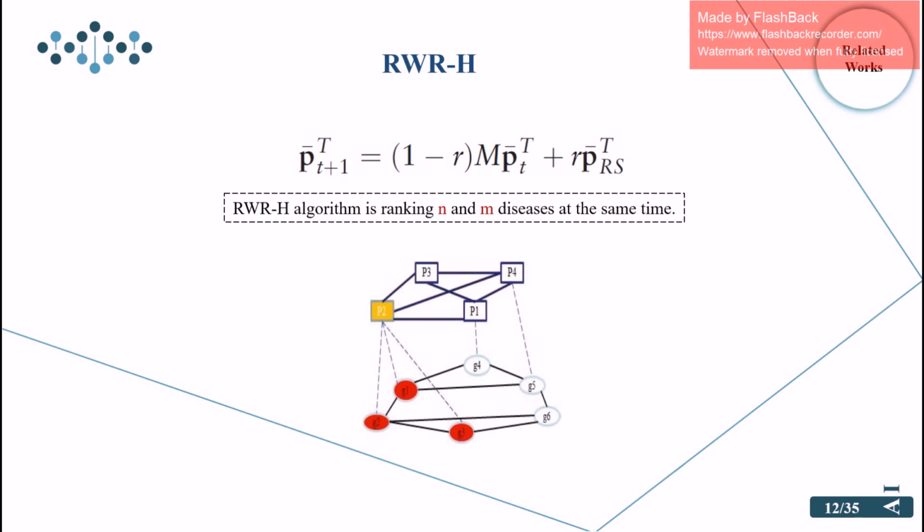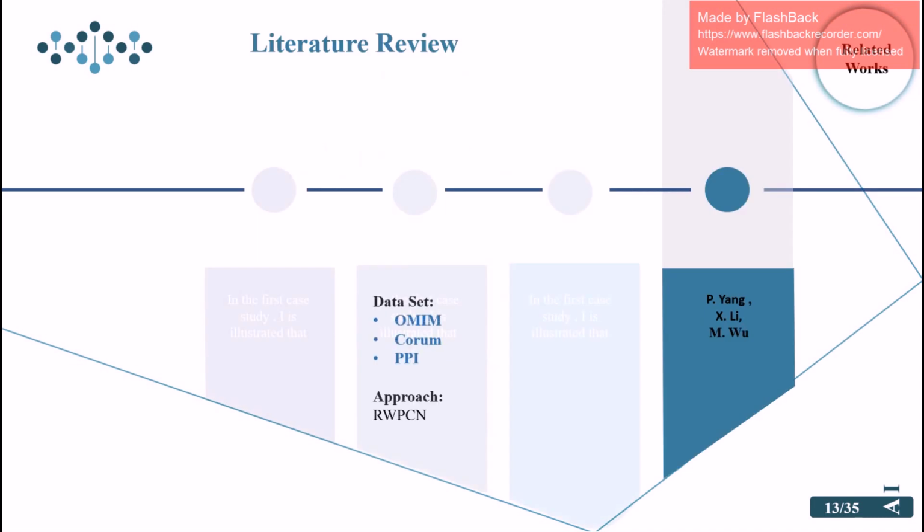In the next paper, Yang and others used three datasets, OMIM, Chrome, and PPI, and built a three-layered network with those.